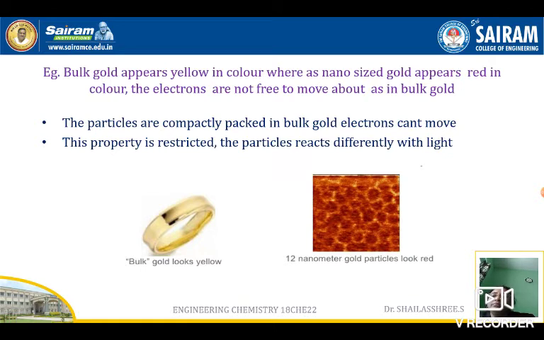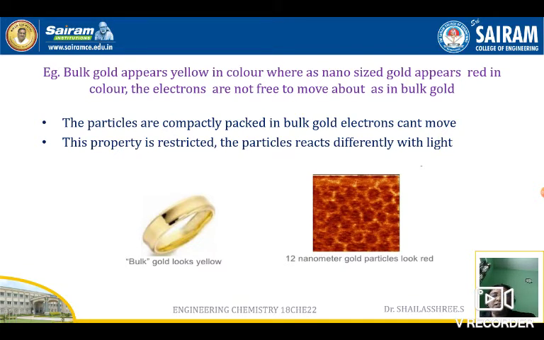See here, one more example. Bulk gold appears yellow in color, whereas the nano size gold appears red in color. The electrons are not free to move about in bulk gold. The bulk gold has a compact structure. Completely the structure is packed.